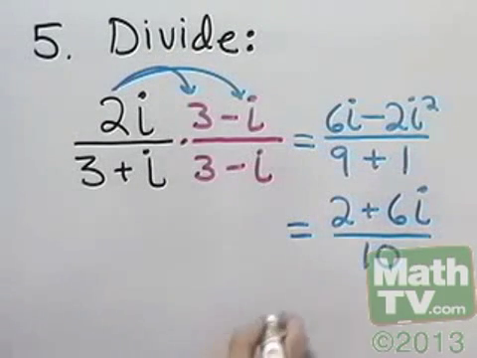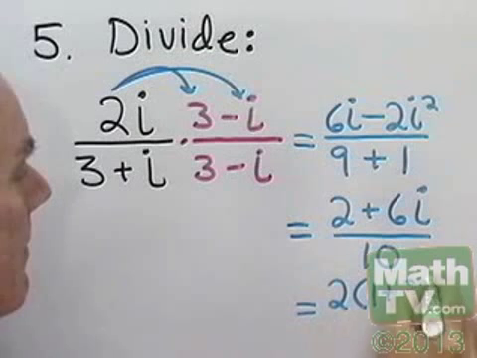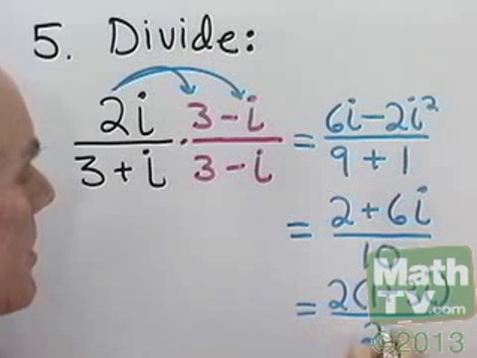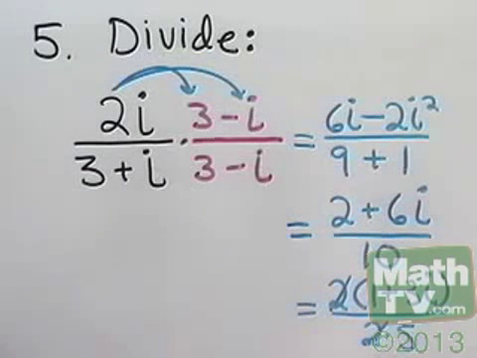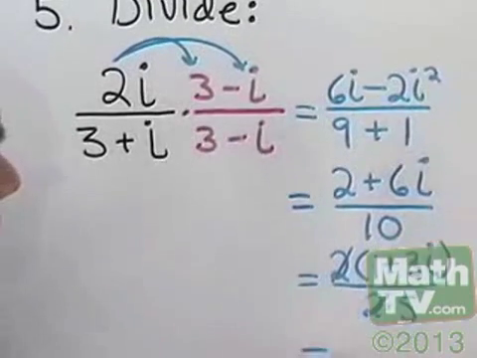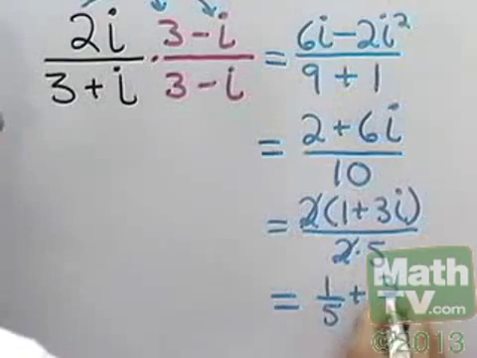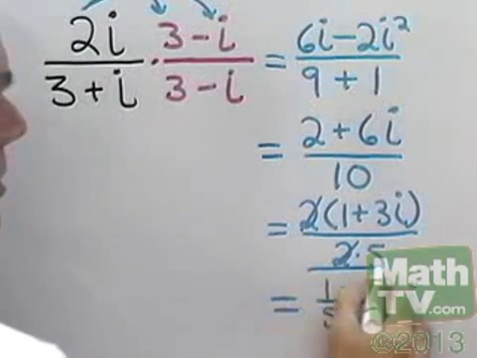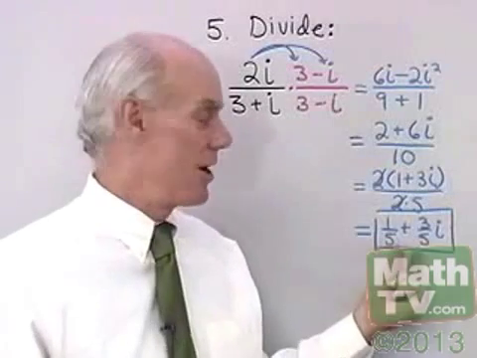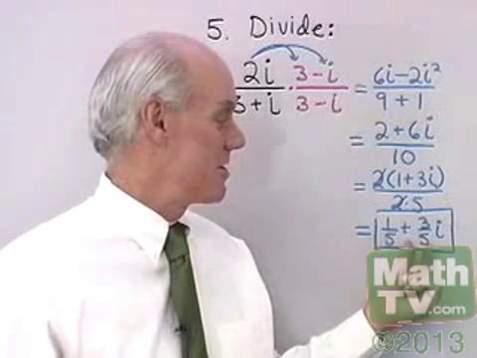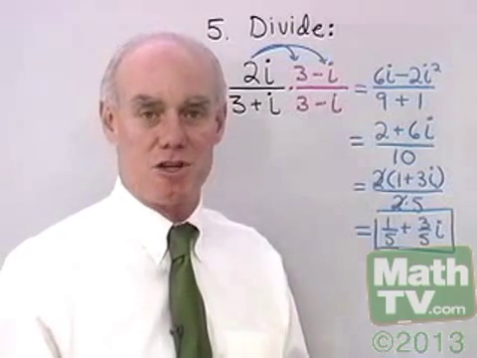And then I'm going to reduce this to lowest terms by writing this as 2 times 1 plus 3i divided by 2 times 5, because I have a factor of 2 common to the numerator and denominator. That divides out. And so if I want to write this in standard form for complex numbers, this will be 1/5 plus 3/5 times i. Or I could just write it as 1 plus 3i all divided by 5. But if I want to see the real part and the imaginary part here, it will be 1/5 plus 3/5 times i. So that's a look at addition, subtraction, multiplication, and division with complex numbers.